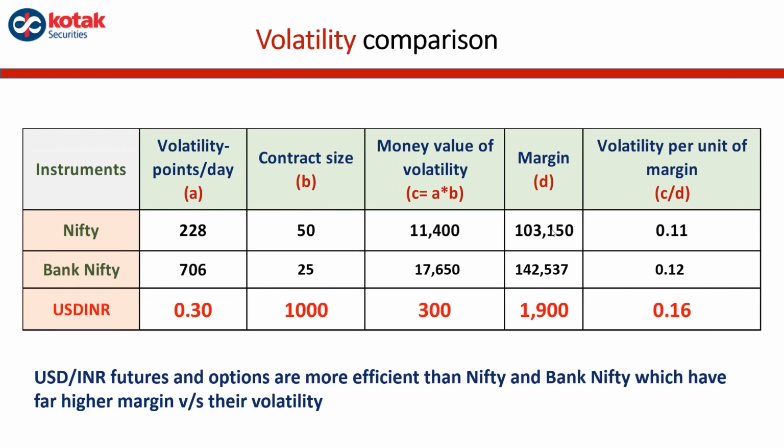Now, the margin required for the Nifty is about 1,03,150. For Bank Nifty, it is 1,42,537, and for the dollar rupee, it's 1,900. Now, if we look at the volatility per unit of margin paid, this is basically a ratio of the money value of volatility and the margin. So if you see, dollar rupee is more efficient than the Nifty and the Bank Nifty. The dollar rupee gives you about 16 units of volatility per unit of margin, and for the Nifty and the Bank Nifty, it is 11 and 12 respectively.